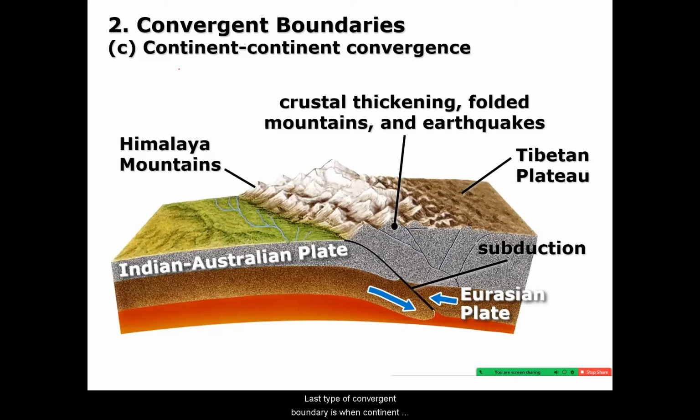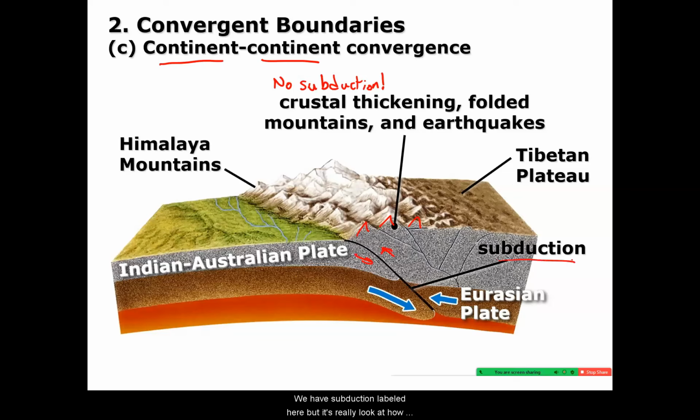Last type of convergent boundary is when continent collides with continent. As we said, we can't have subduction. Neither of them is dense enough. So instead, we just crush these rocks together a whole heck of a lot, and we generate extremely tall folded mountains. We also generate a lot of earthquakes as these plates try to grind against each other.